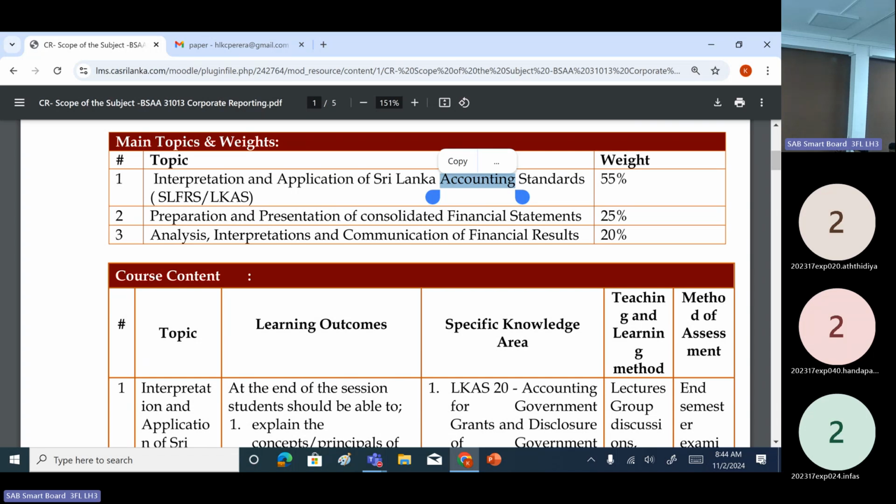Can we start the journey? I'm not going to start consolidation today. We'll start from a simple standard. We can start with earnings per share or the agriculture standard. Let me start with the agriculture standard.